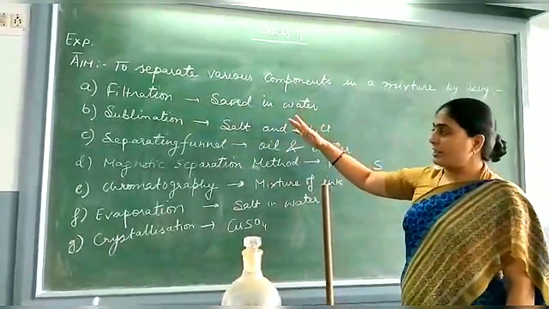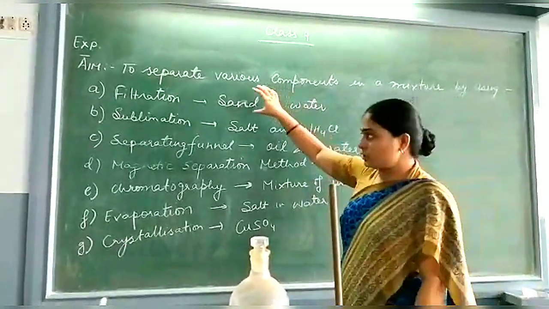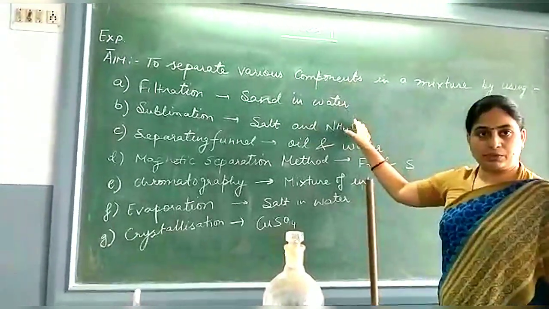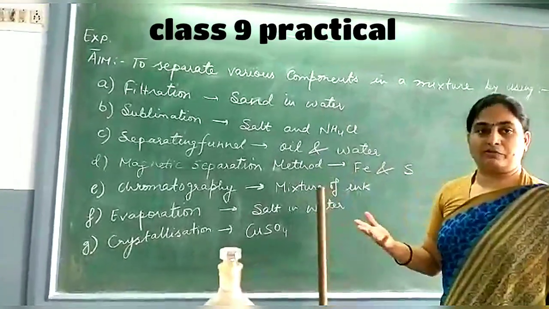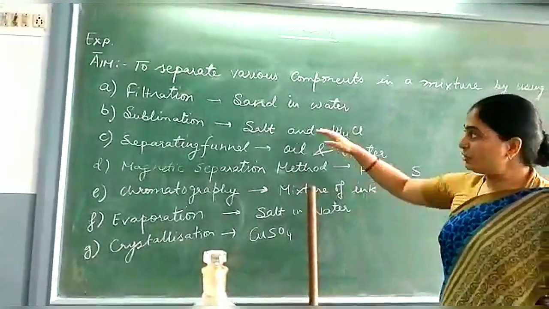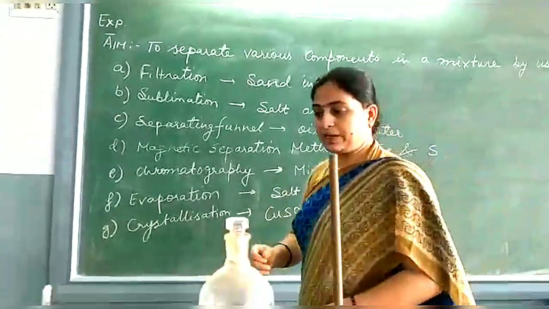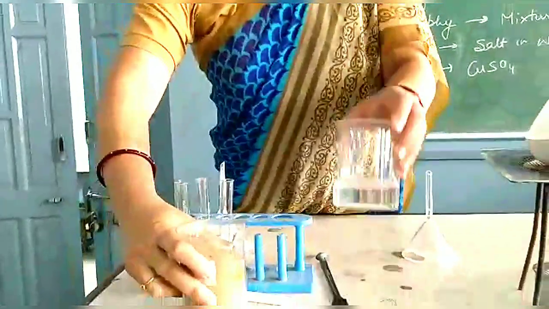In filtration, basically we are using the technique to separate one insoluble substance and another soluble substance. That means both are immiscible to each other and one substance cannot pass through the filter paper. So I'll show you by taking an example of sand and water. So how it takes place. I have sand, I have water in it.